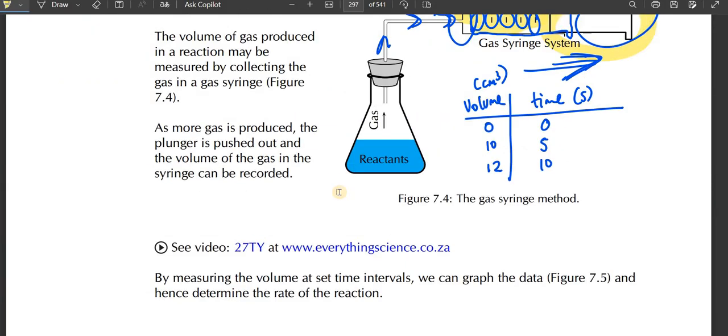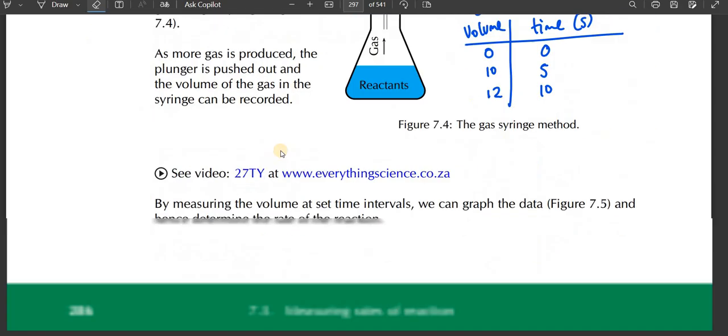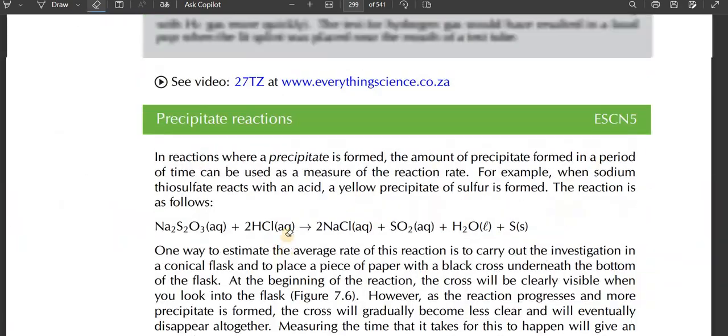I hope that we understand how we can measure the rate of a reaction by collecting the gas. Think of yourself being in the laboratory. You have your syringe, you have the glass, you have the cylinder, where the reaction is taking place, and then you collect the gas that is being produced there. That is exactly what is going on. Now, remember, another way of measuring the rate of a reaction is whereby we take the beaker.